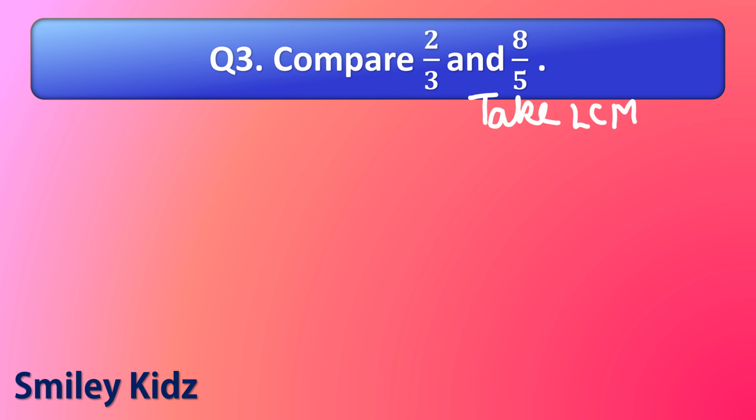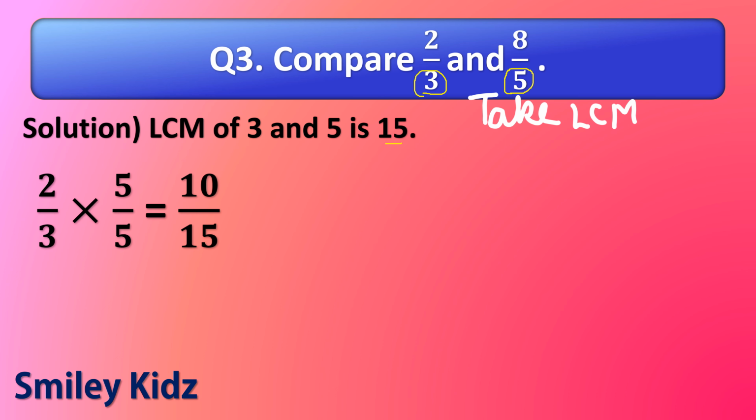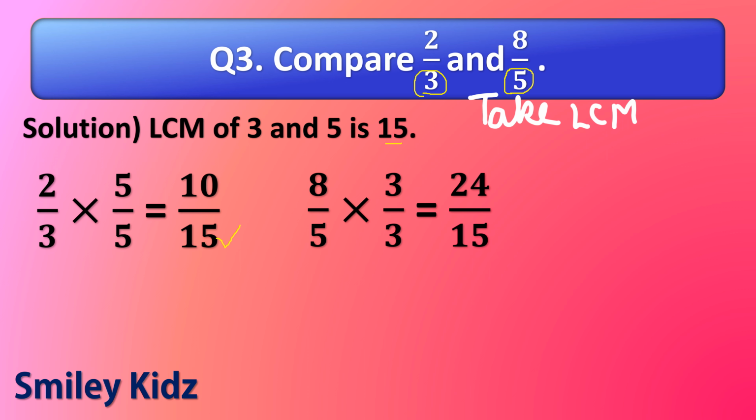First, let's take the LCM of the given denominators. They are 3 and 5 since they are unlike. The LCM of 3 and 5 is 15. Now, we will multiply 2 by 3 with 5 on both numerator and denominator since we need to get the denominator as 15. That is equal to 10 by 15. Now, let's multiply 8 by 5 with 3 on both numerator and denominator. We get 24 by 15.